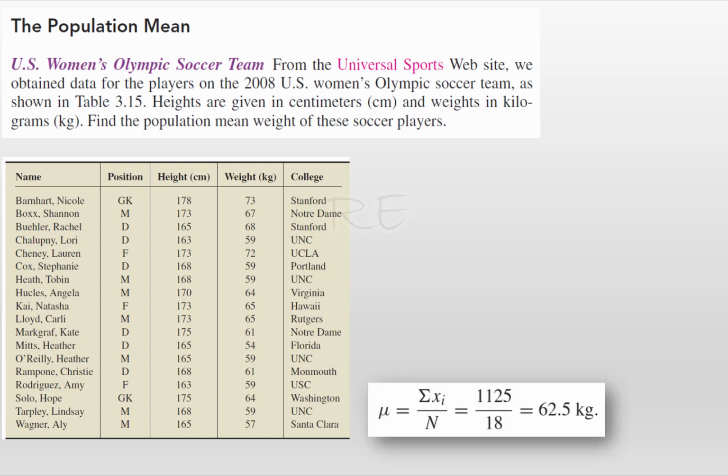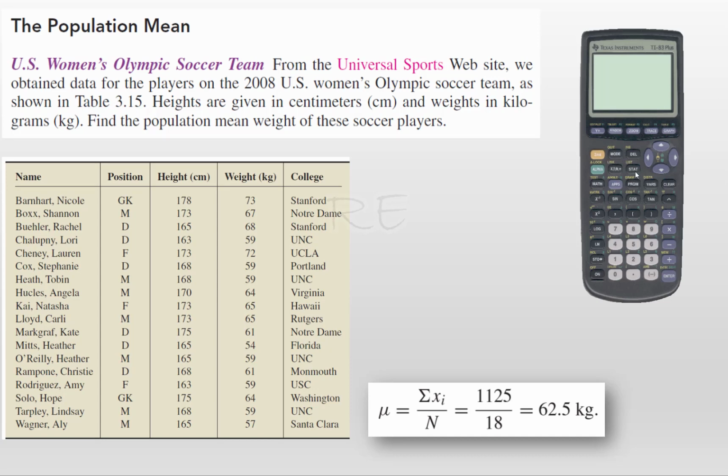So it's 62.5. Let's do it with a calculator. We go to Start, Edit, and then we start entering the data, starting with 73, enter, 67, enter, 68, enter, and so on and so forth. With the calculator, we'll be able to get the same results that we would get when we add all the scores and divide them by 18.